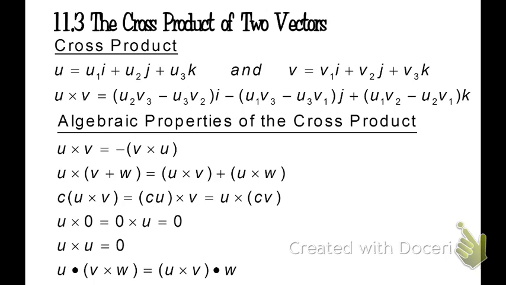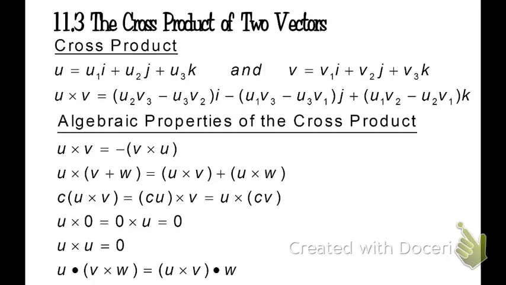The second property, u crossed with v plus w, you can think of using the distributive property here and do the cross product between u and the two different vectors and then add them together. Third property is multiplying by a scalar. When multiplying a scalar times the cross product, you would just multiply that number times one of those vectors and then do the cross product.